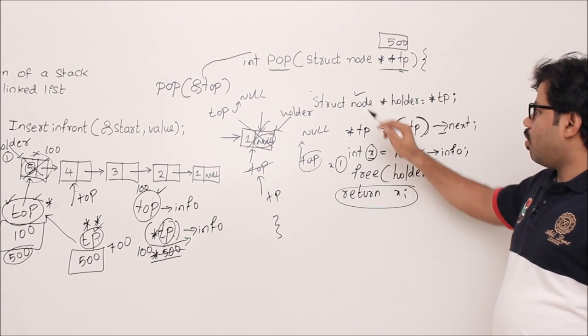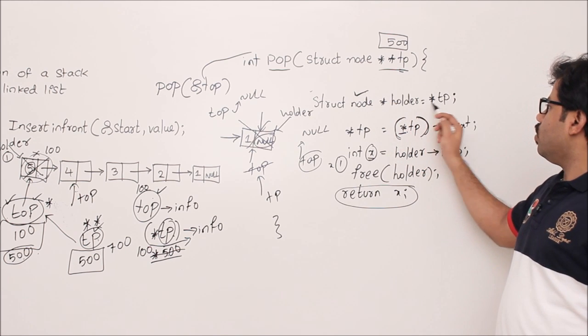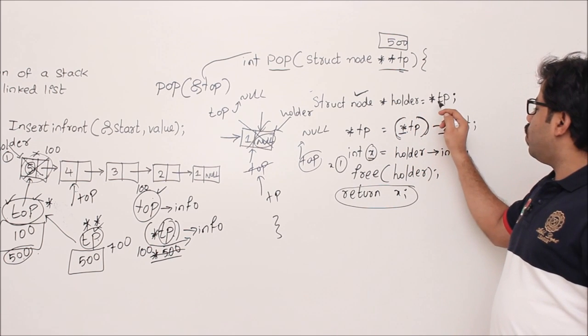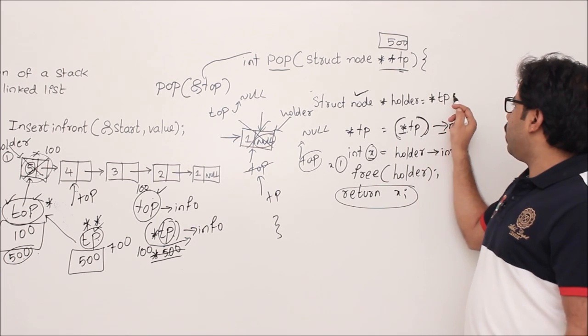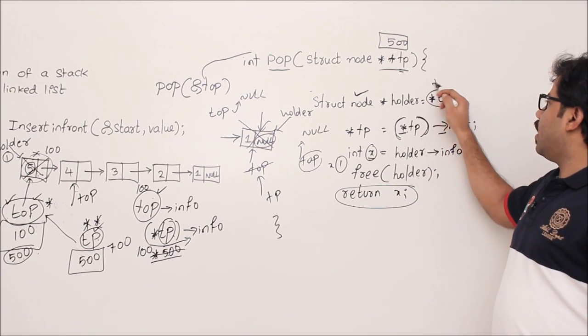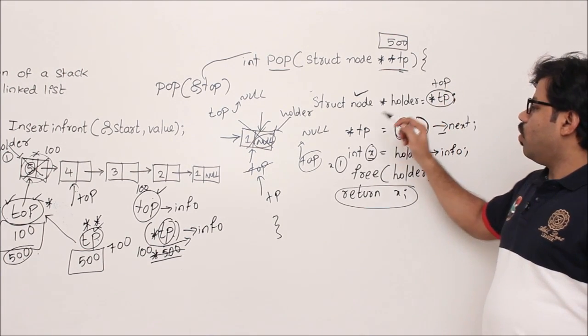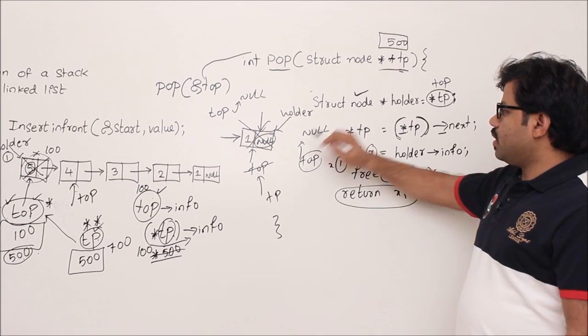So here there will be a problem. We'll see. First of all, holder equal to *tp. So holder is going to point to what? *tp. What is *tp? From now onwards, *tp is directly top for us. Okay. So holder is null. Perfect. First step is correct.